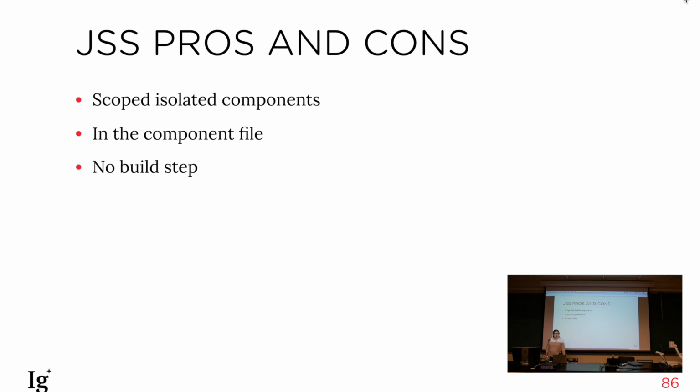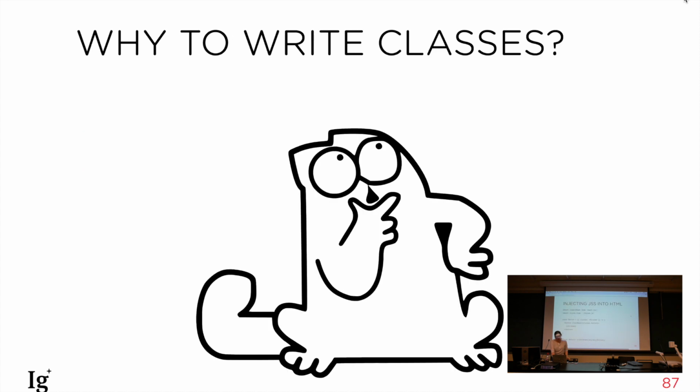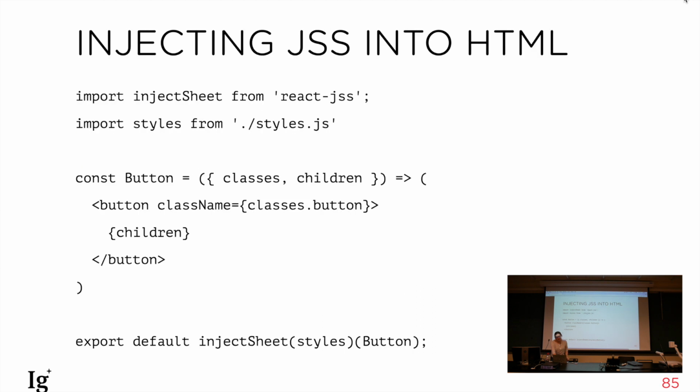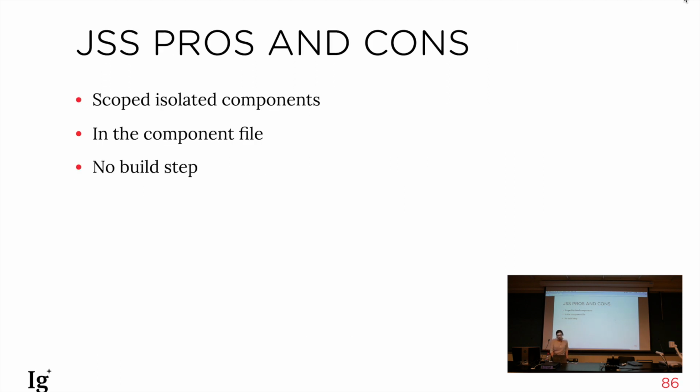So JSS provided scope in isolated components, and with JSS, unlike CSS modules, you can write the styles in the very file. So here I imported it, but nothing prevents you from writing CSS code right here together with the JavaScript, which outputs HTML. And JSS doesn't require the additional building step. It should make development faster.